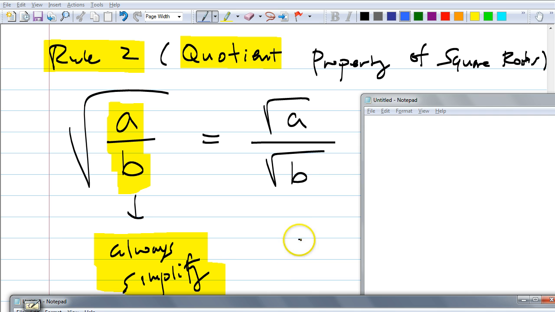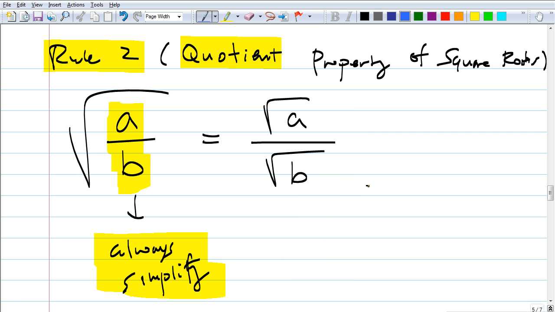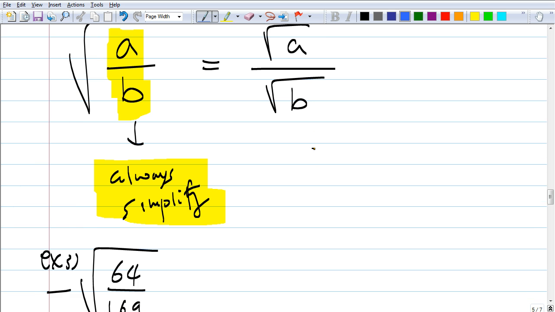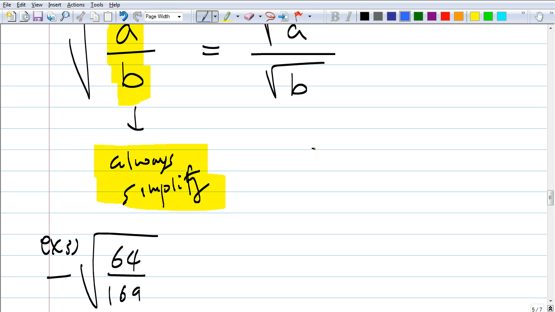Whenever we have something like this, you always have to simplify. And it turns out that you cannot have a square root in the denominator. Do you think it's okay to have square roots in the numerator? Yeah. But you cannot have square roots in the denominator. So we'll deal with that later, not today, I don't think, but later. So let's take a look at example 3.